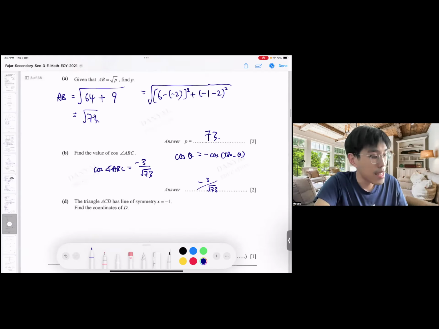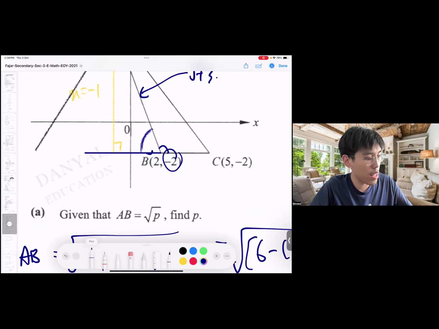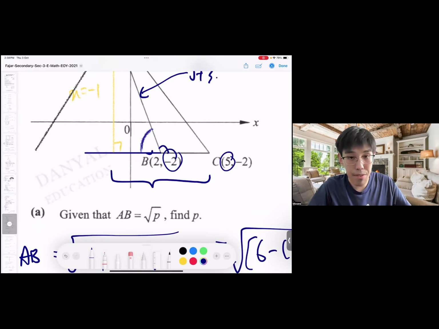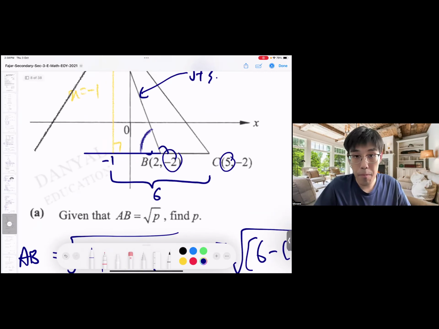That's the first thing. Secondly, we must go and see what is the distance between. Now you're no longer looking at the tree. I'm looking at this whole line here, from -1 all the way to 5. This is -1. So that means there are how many units apart? There are 6 units apart.